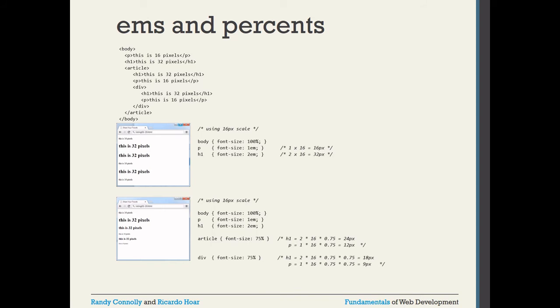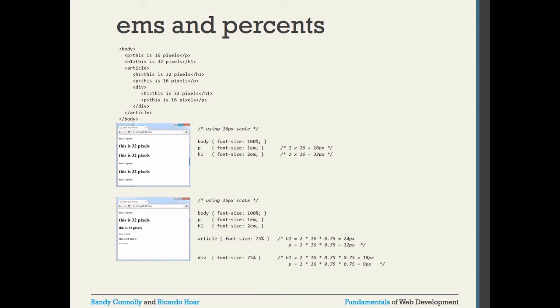Got it? Suppose that after that you have an article, and your article font size is 75%. So under the article, h1 and p are there. So h1 equals 2 into 16, because the 2 em we already calculated in the first one. So 2 into 16 into 0.75, so 24 pixels. Like that, p is 1 into 16 into 0.75, where 1 is the first one, whatever your first paragraph was under the body.